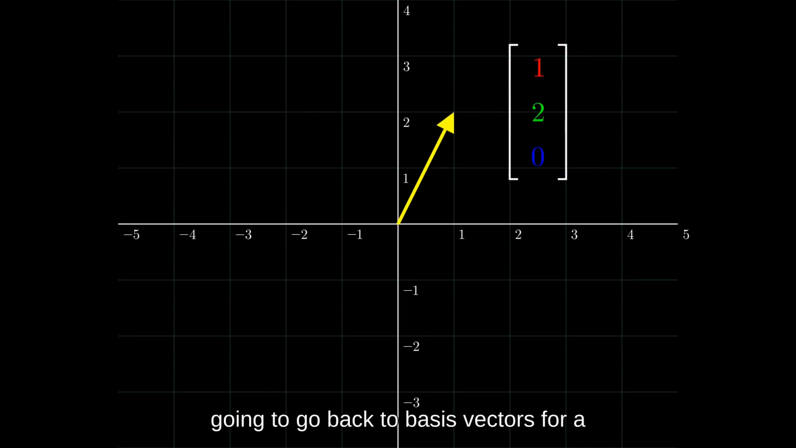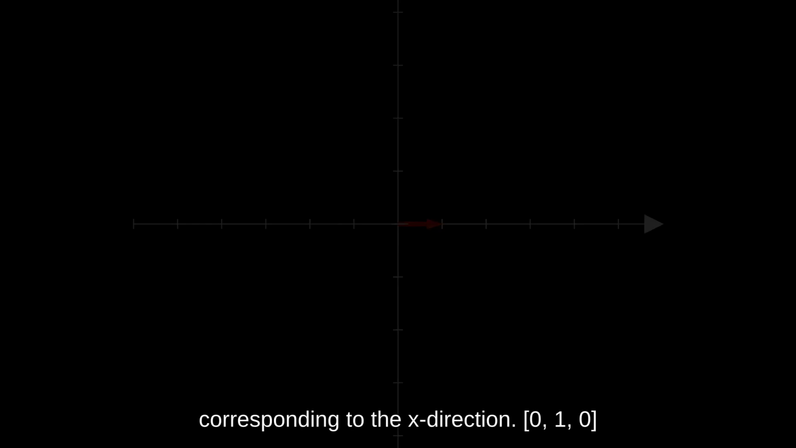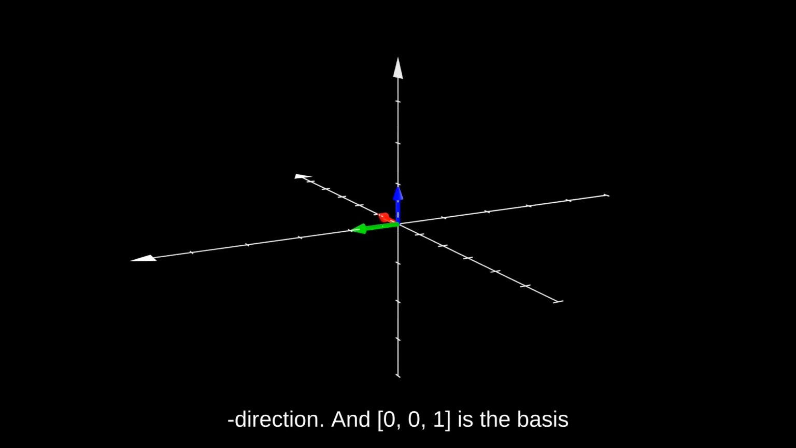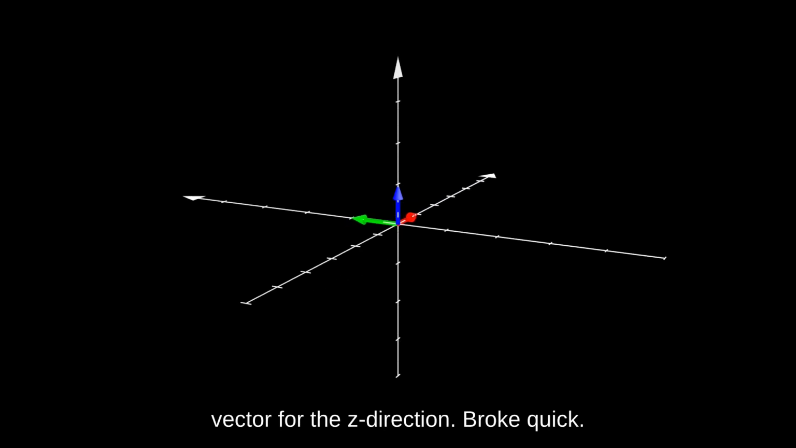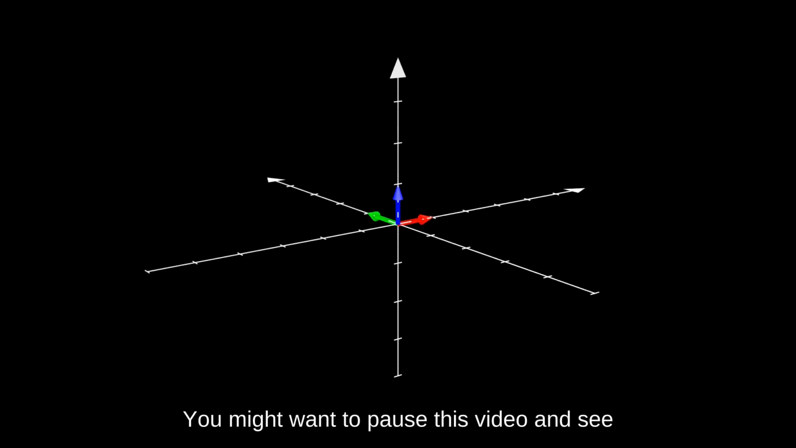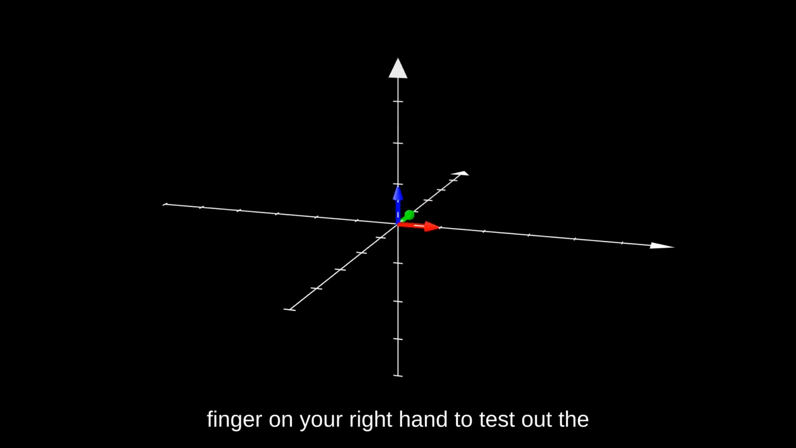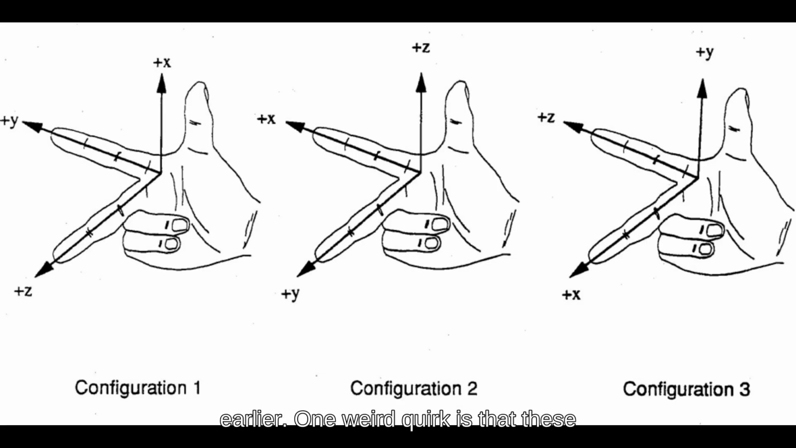Now, I want to go back to basis vectors for a second. 1, 0, 0 is the basis vector corresponding to the x direction. 0, 1, 0 is the basis vector corresponding to the y direction. And 0, 0, 1 is the basis vector for the z direction. Real quick, you might want to pause this video and see if you can get these basis vectors to line up with your thumb, index, and middle finger on your right hand to test out the right-hand rule that I talked about earlier.